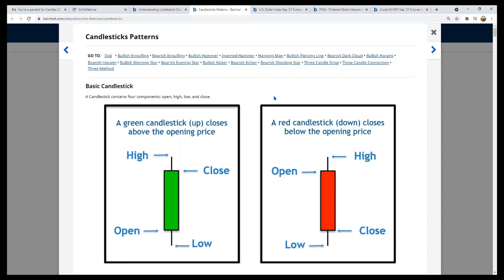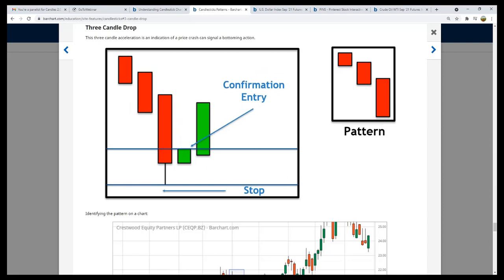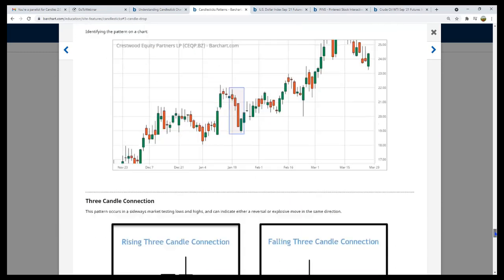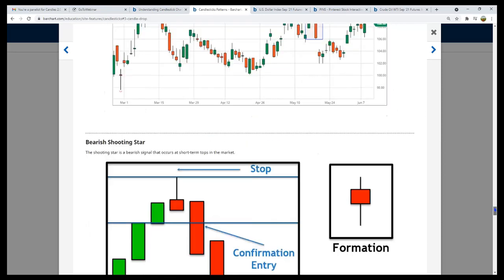And it basically goes into some very basic candlestick patterns. But not only that, you can go in here and look at a different pattern, and you're going to see what that pattern looks like, and you'll also get a real world example. So let me slide this down a little bit there. There's a real world example.